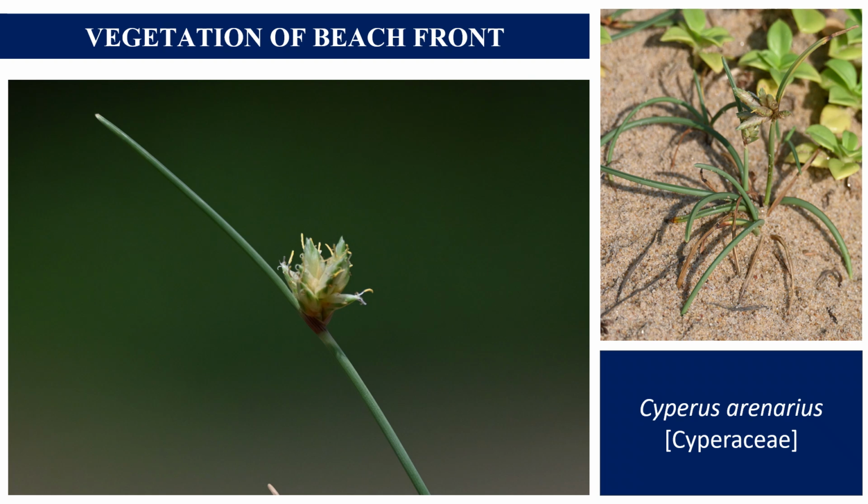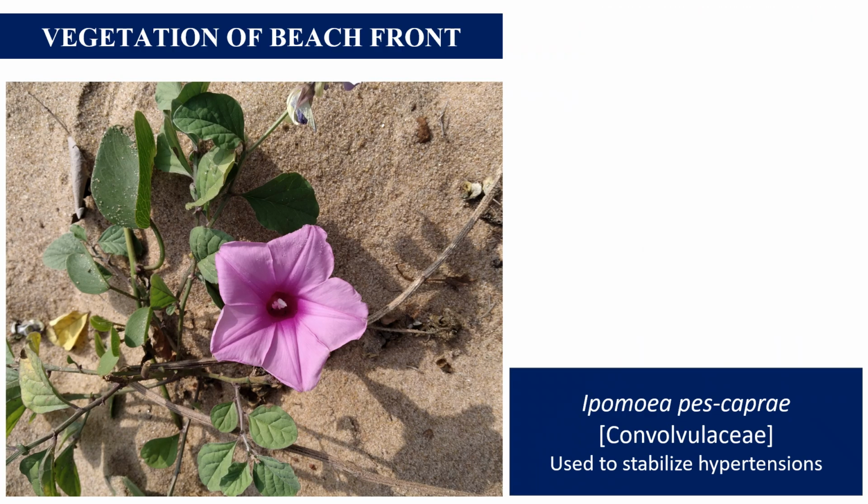The next plant is Cyperus arenarius. Again, this is from the family Cyperaceae, and in this photo you can see I have shown a single plant, but in actuality I have seen the plant spreading and forming a mat. So these leaves keep on spreading from the knots, and then it will form a mat-like structure. So this is very important.